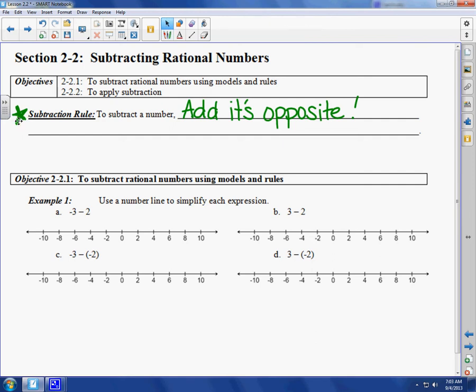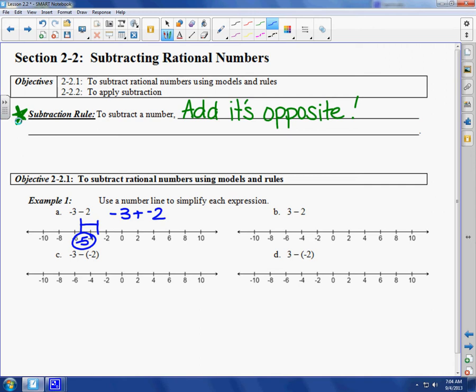Okay, so just like in lesson 2.1, you can use a number line to simplify or find your answer. So here's my number line, -3 minus 2. So I'm going to start at -3 and I'm going to subtract 2. So therefore my answer is -5. Or, like above in the rule, it says add its opposite. You can do -3 plus -2, and then go back to your rules from 2.1. If they're the same sign, you add and keep the sign.